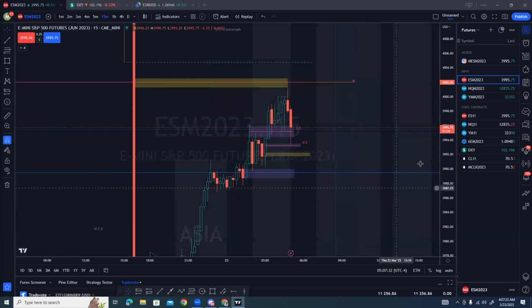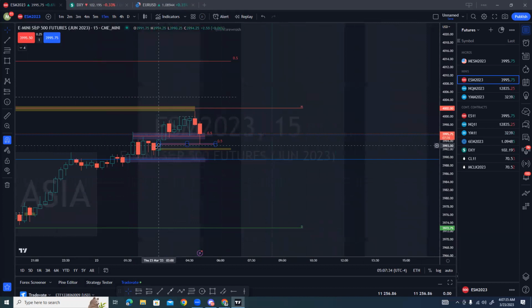Back to the 15-minute chart. We'll see what this looks like. Yeah, see? It kind of lines up in this area right here. And then we've moved away from it.